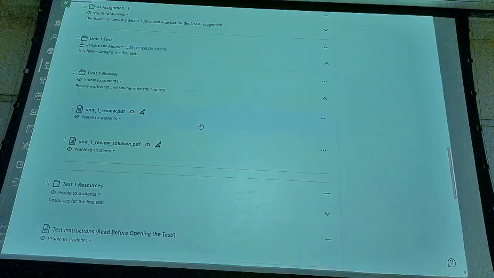I wrote the test first, and then I had a review sheet written from that test. I just plugged the test into GPT and said, make a review sheet based on this test, but make sure none of the problems are identical. And that's what it spit out.